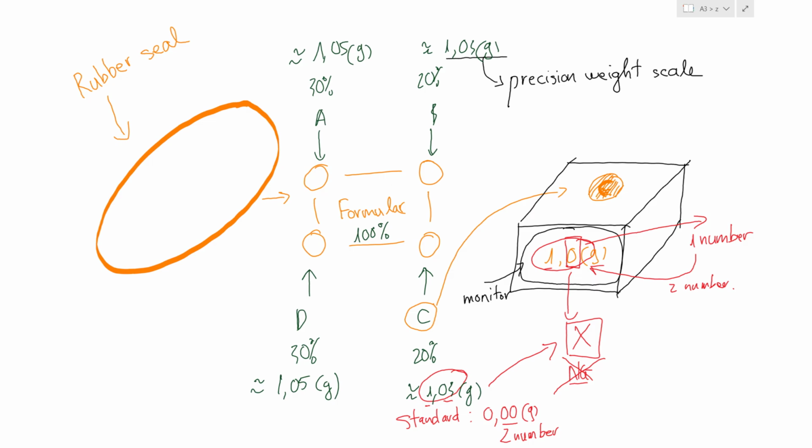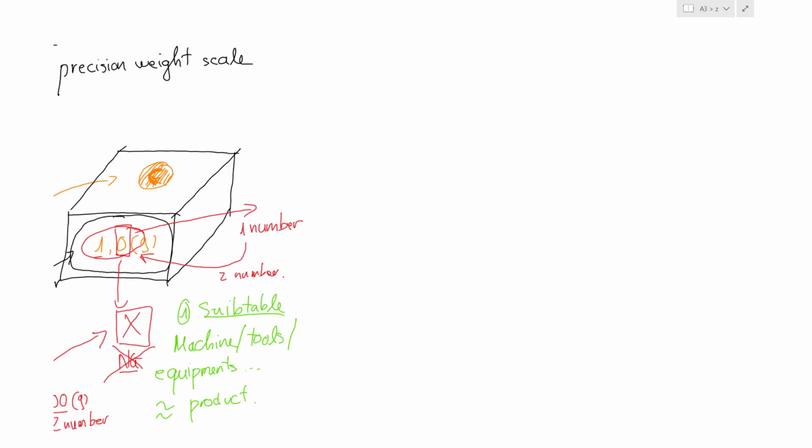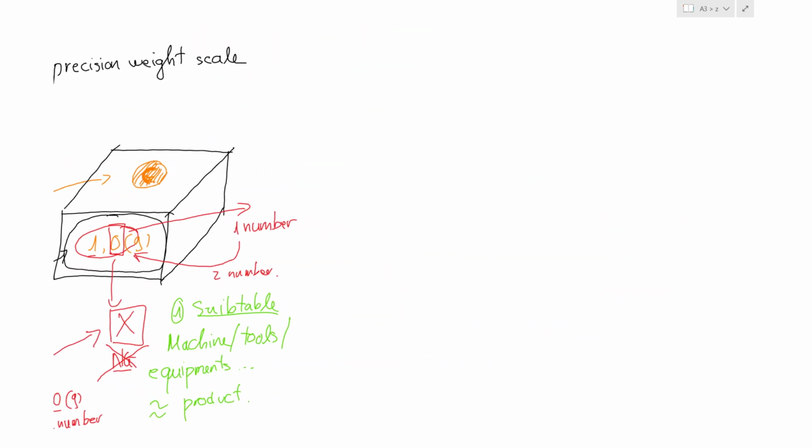That is why in quality management system, you need to take note one: you need to select the suitable machine, tools, or equipment, and so on, that are suitable for your product. So you can see that this problem comes from the machine. Now, how do we prevent mistakes by man?